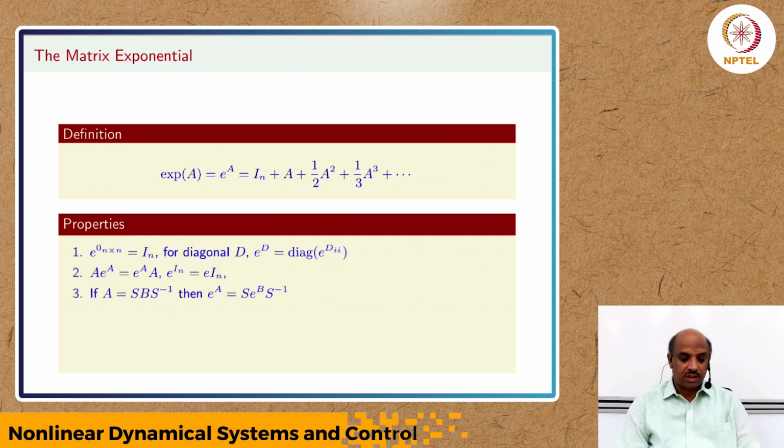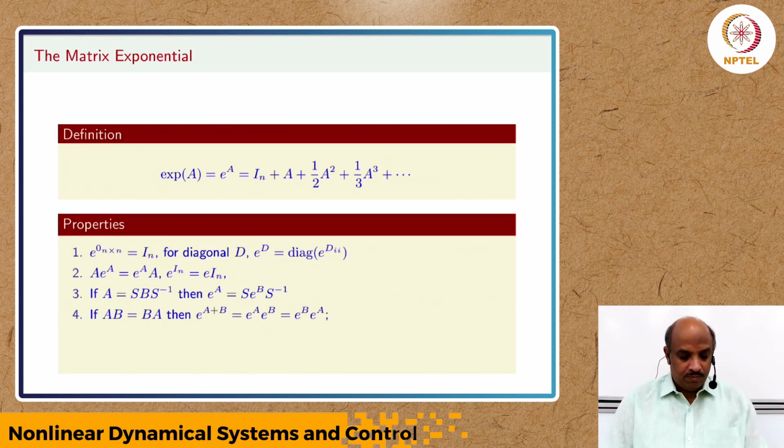We can simply substitute A in this expression and we get all these expressions simplified in this particular expression: e power A is equal to S times e power B times S inverse. Right. In the case of diagonalizable matrices, what that means is if we know how to find this S and B and S inverse, we can simply find e power A by using this formula.